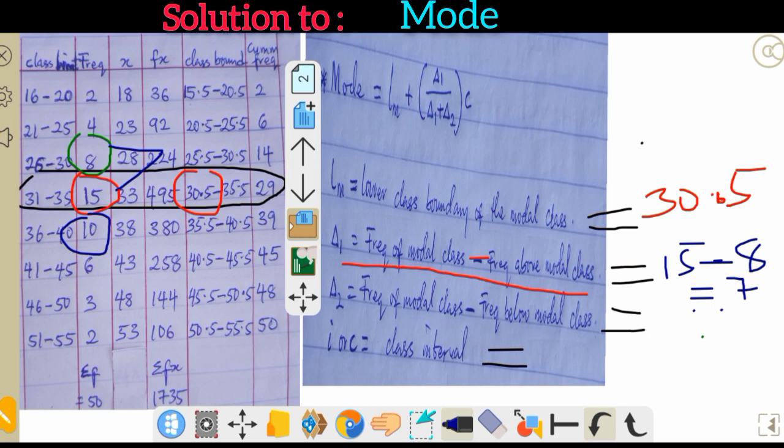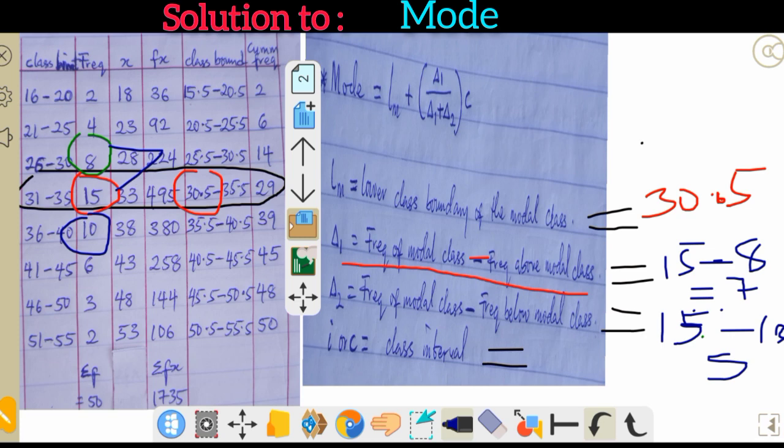Now for this D2, frequency of the modal class, that'll be 15 minus frequency below the modal class, that is 10. So we have 15 minus 10, we have 5. The I or C, that I means interval, or C means class. I call it class interval. I is what we are counting in.